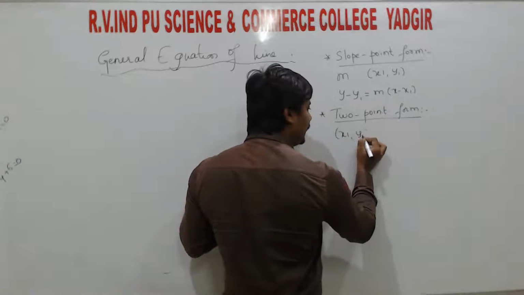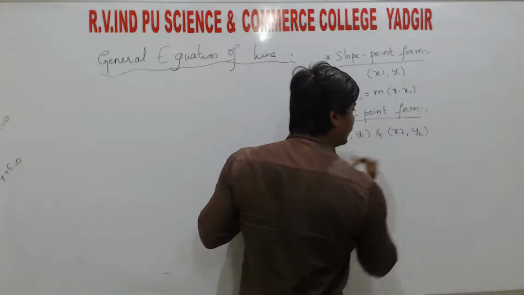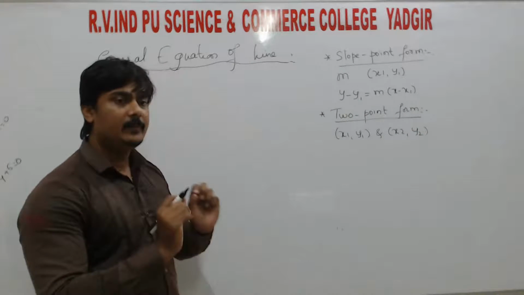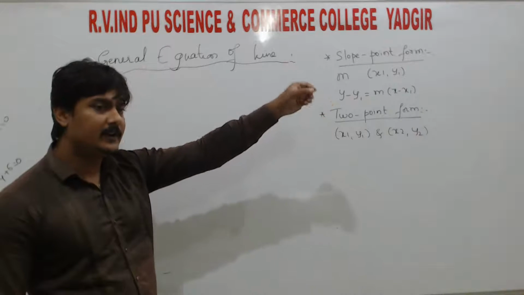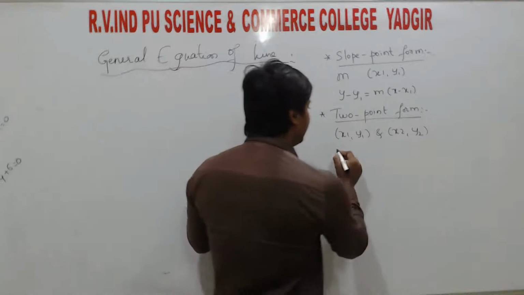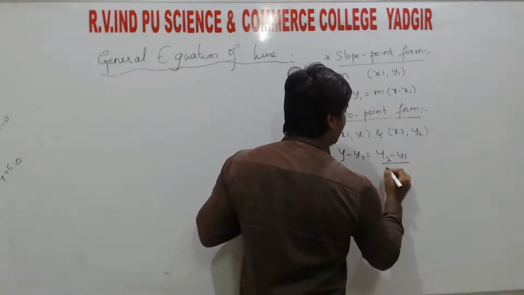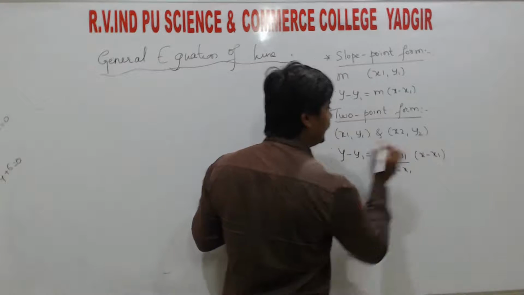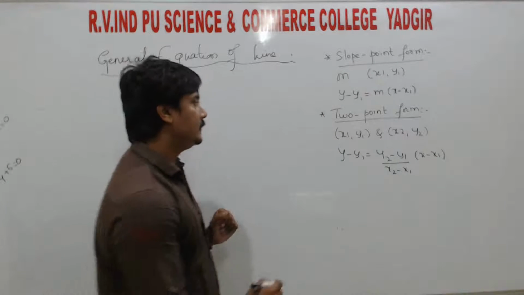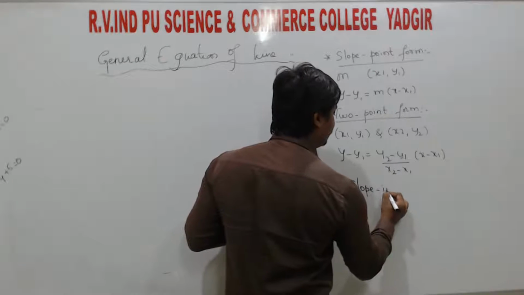When coordinates of 2 points present on the straight line are given. If coordinates of two points on the line are given, we use this 2-point form to write the straight line equation. What is it? y minus y1 equal to y2 minus y1 upon x2 minus x1 into x minus x1. Third form, slope intercept form.